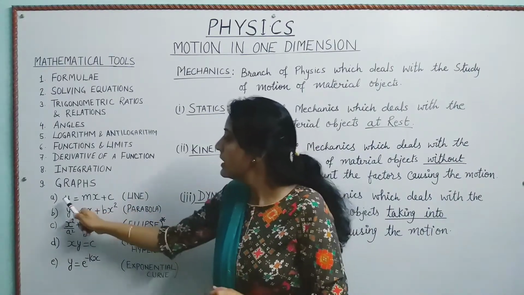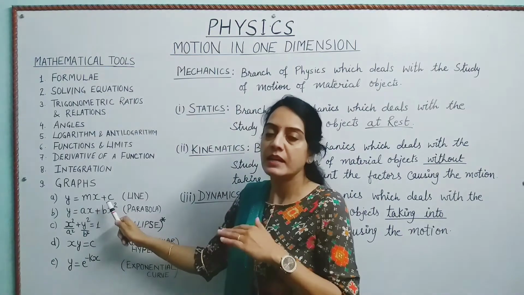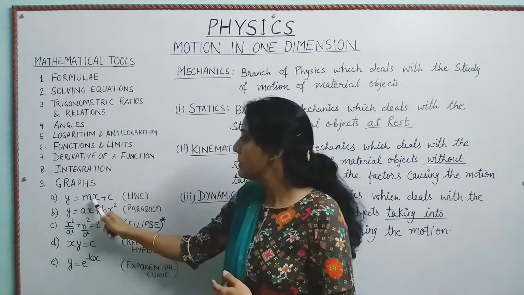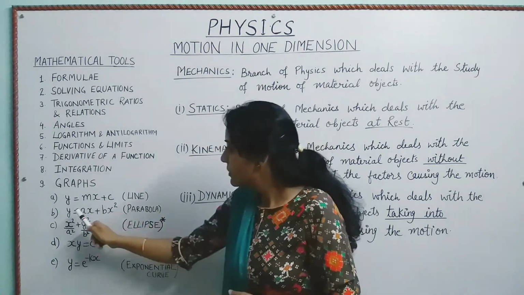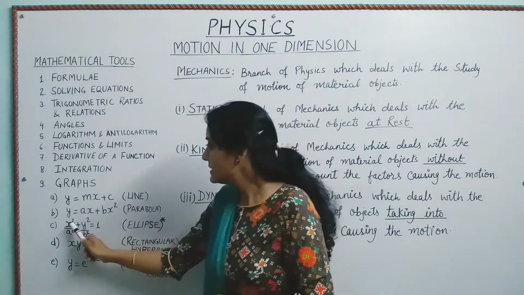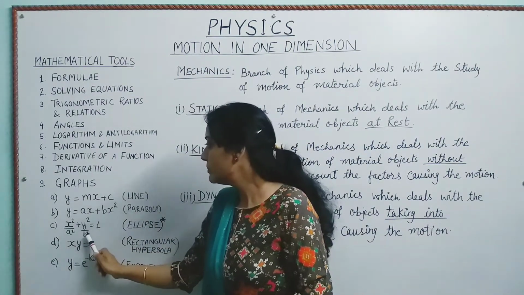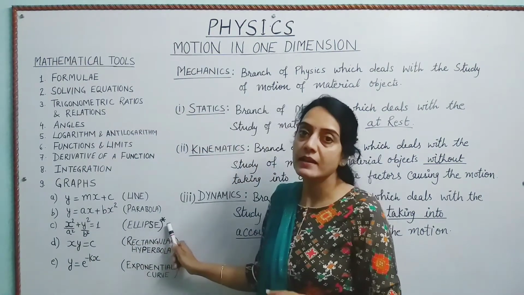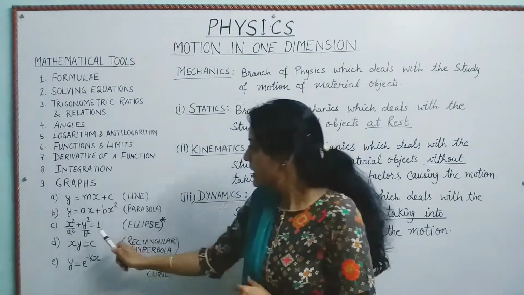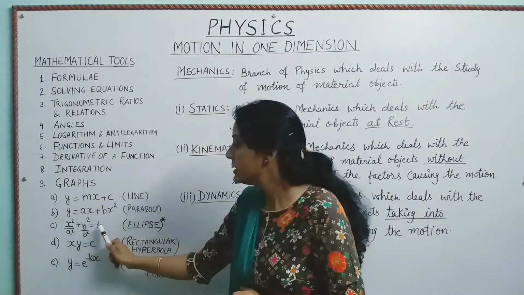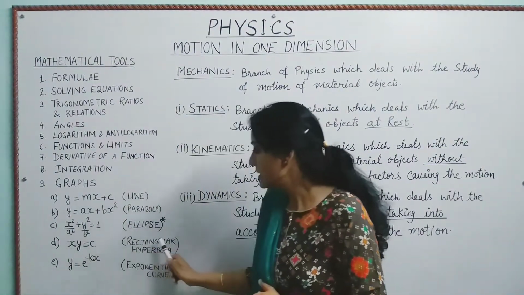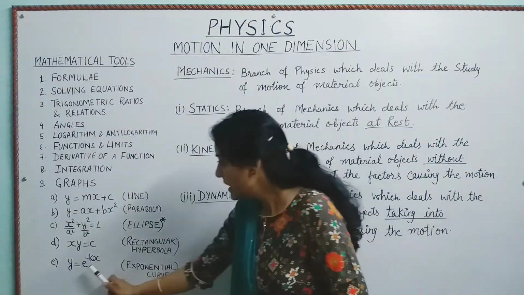We need to know that if a kind of equation is given, then this equation represents which kind of graph. For example, y equals mx plus c represents a line, y equals ax plus bx square represents a parabola, x square upon a square plus y square upon b square equals 1 represents an ellipse, and if a and b are the same, that becomes x square plus y square equals a square, that represents a circle. xy equals c represents a rectangular hyperbola.